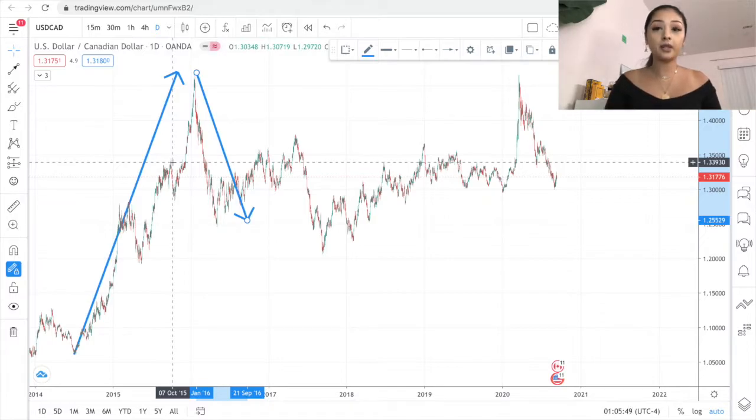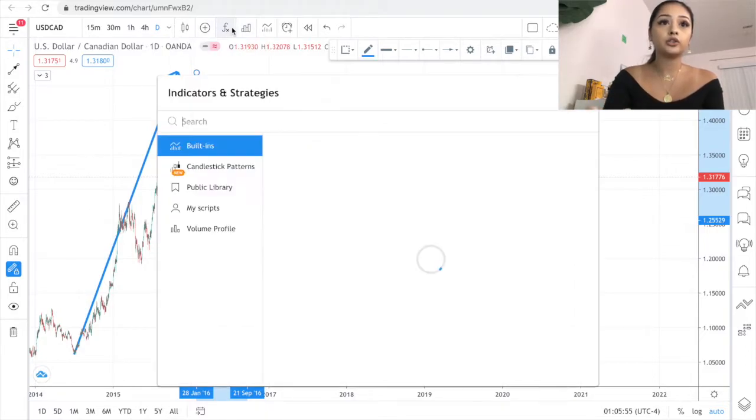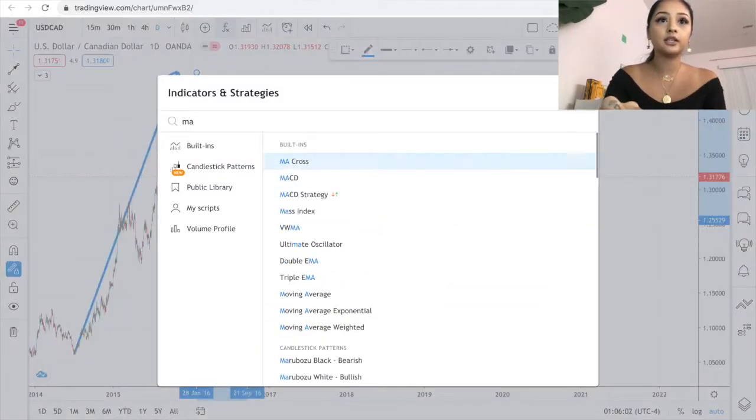And there's actually some people that trade on indicators. And what indicators are is you can actually add indicators to your charts. So for example, MA cross. So MA cross is actually a type of indicator.